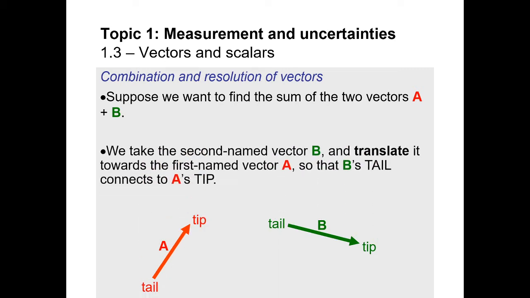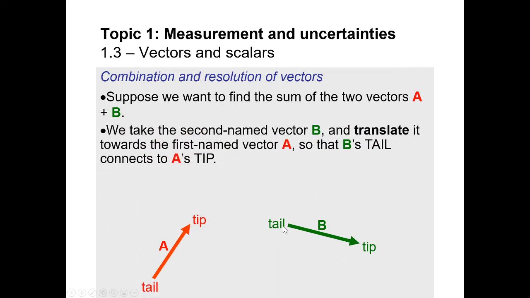tip to tail. So what you do is essentially take one of the vectors, so let's say you take B, you take the tail of B and you move it so it's attached to the tip of A, keeping in mind that the length of this arrow and the direction that it's pointing has to be the same, so down and slightly to the right. So this gets translated over until it attaches like this.